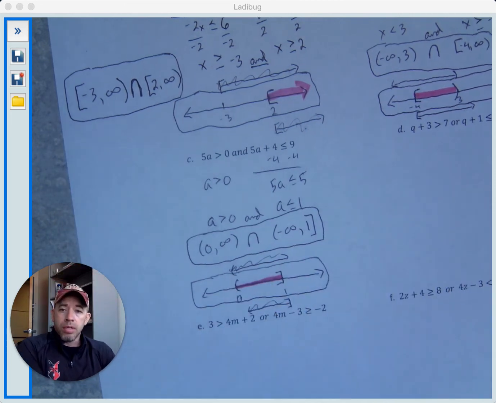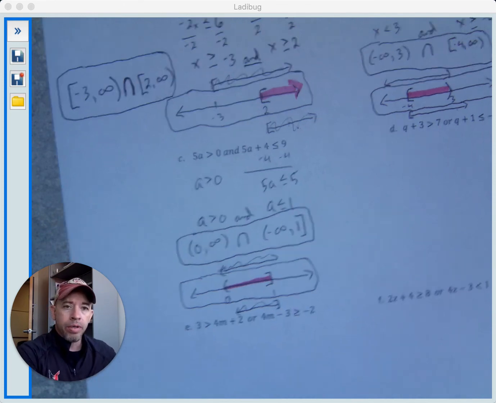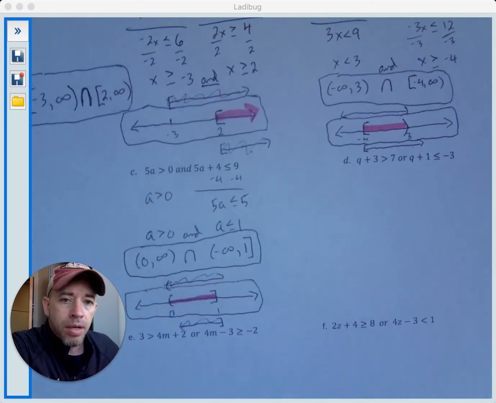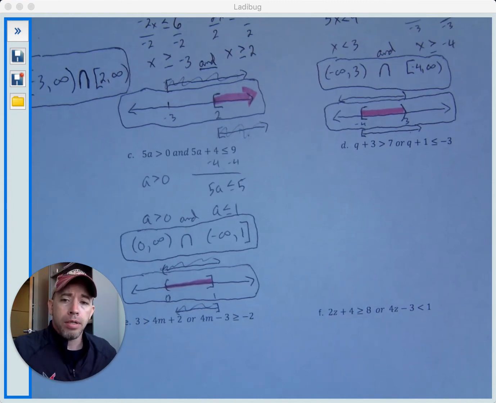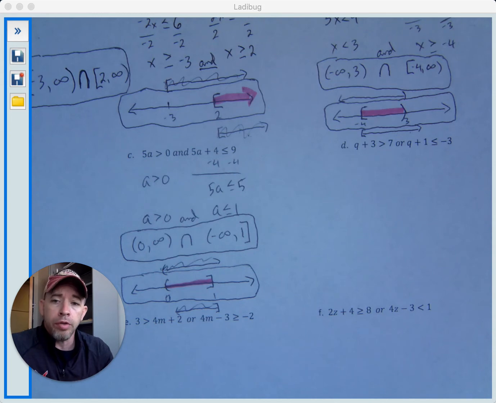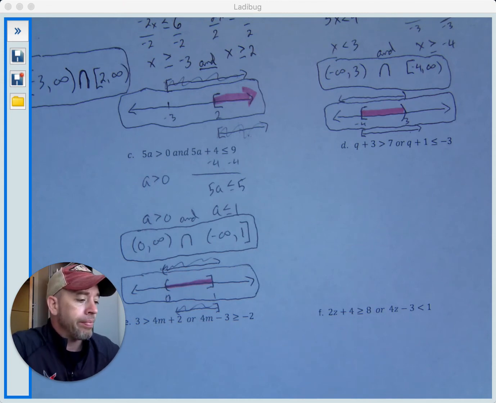Alright, so that's examples with using and, and now we're going to look at or. Or in some cases I think is easier because you don't have to look at intersections. Or is the symbol we use in math is the union symbol. We just put the two things together. Or in math is an inclusive or, which is one or the other or both. So we got to look at any number that fits either of the inequalities basically.